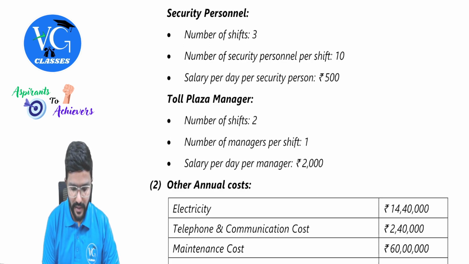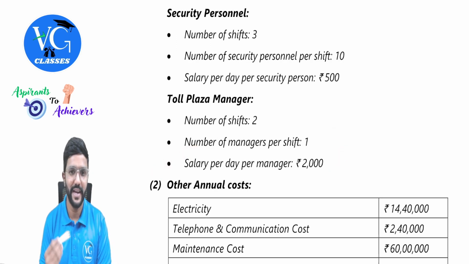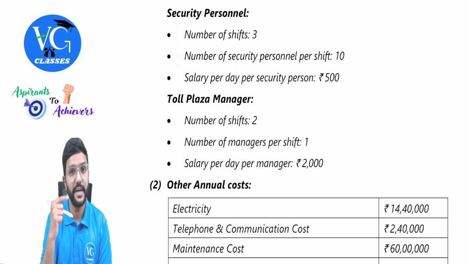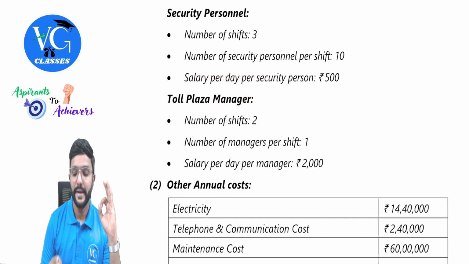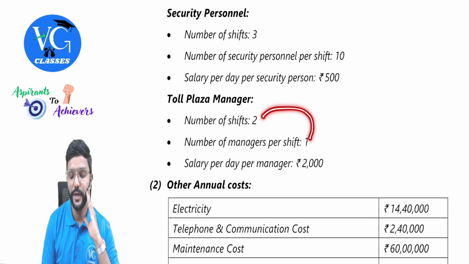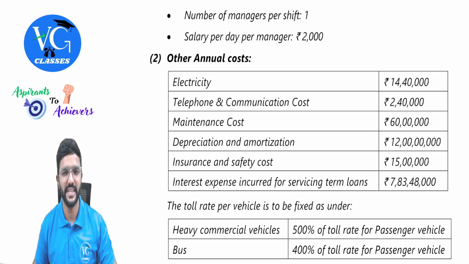Toll plaza manager: number of shifts 2, number of managers per shift is 1, salary per day per manager 2000. Again same story, per day per manager. Please be careful with this. Here everywhere it is given per day. But sometimes for one category of person, they may give per month also, to confuse students. So 2 into 1 into 2000 into 30. Easy calculation, just multiplication.